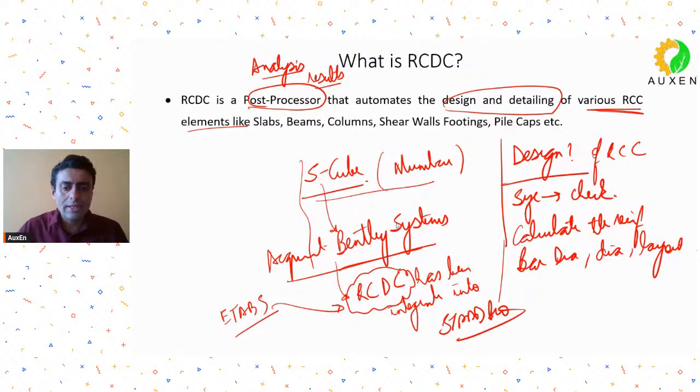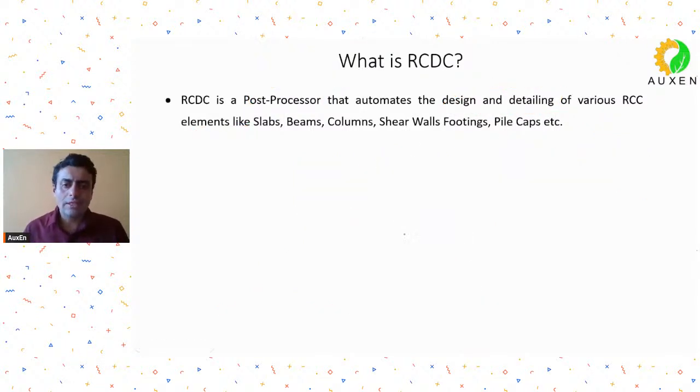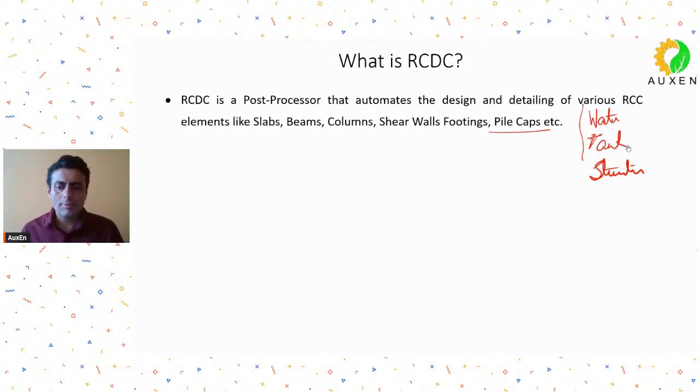As of now, the design and detailing of slabs, beams, columns, RCC structural walls or shear walls, footings, and pile caps are part of your RCDC software. In the current RCDC version, it has also included the water tank structures. But those water tank structures right now it does only for the Euro codes. So the Indian code has not been integrated into the RCDC suite as of now for water tank structures. But other than that, it will do slabs, beams, columns, shear walls, footings, pile caps, etc.